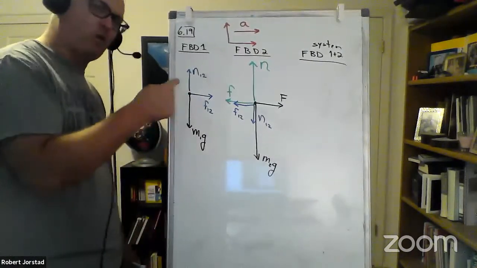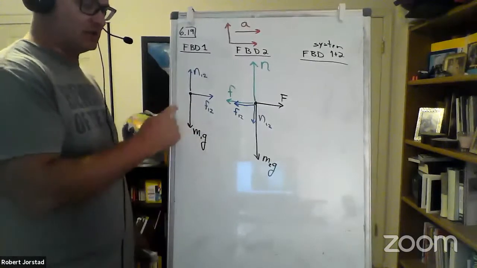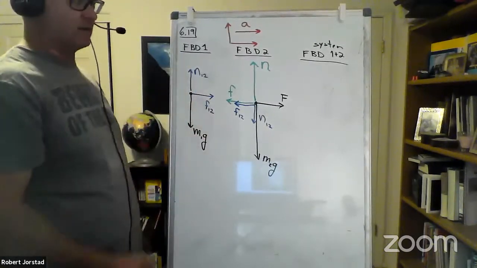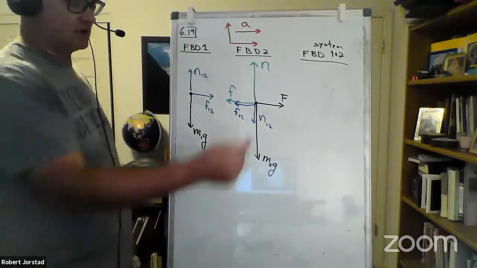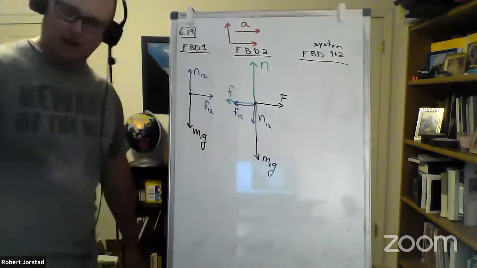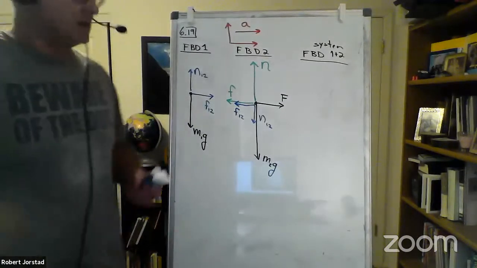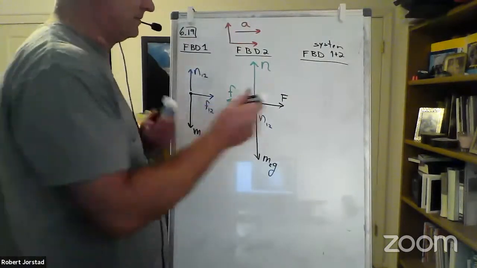This is on the 1 FBD. So 2 exerts friction to the right on 1. Therefore, 1 exerts friction to the left on 2. All right. Now I think we've got it all, right? I think so. All right. What's the system?